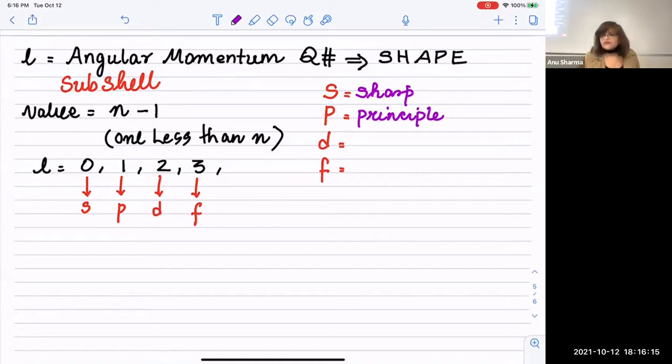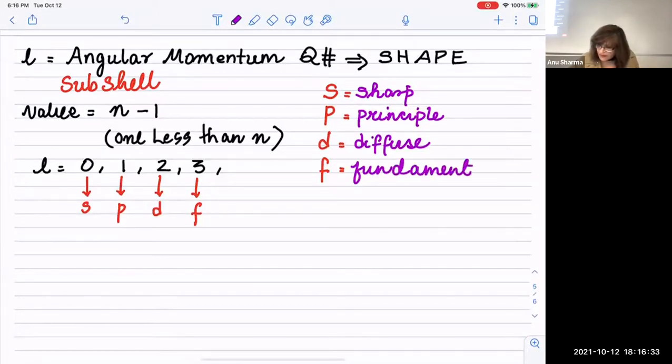But at the same time, because the electron exists as a wave and a particle also, it can also be diffused. So sometimes you may be able to see where the electron is, and sometimes it may not be present in that place. And F is fundamental. Every electron has a value, an energy associated with that spot. So these are the subshells. That's the angular momentum.